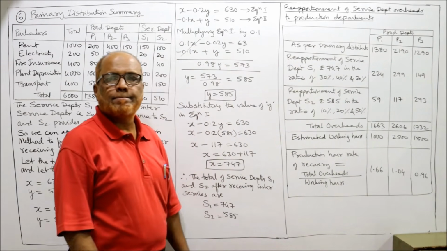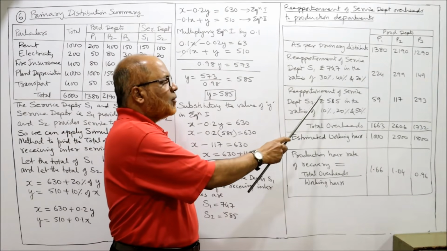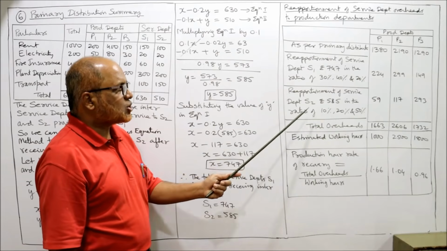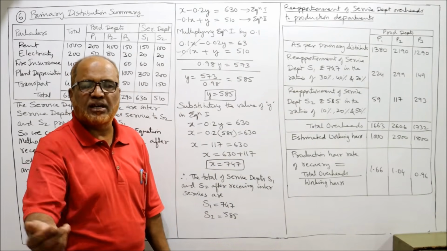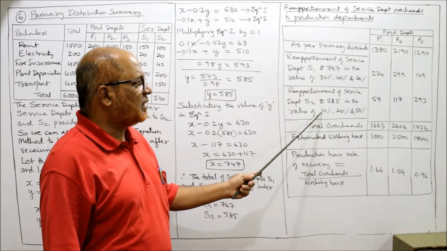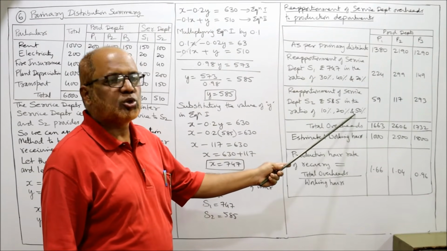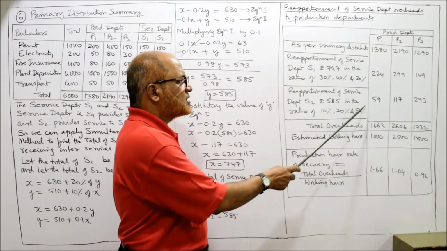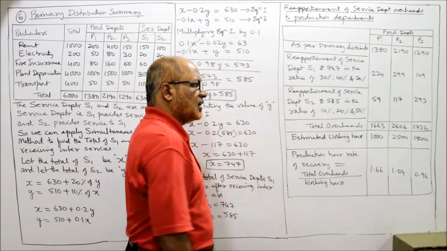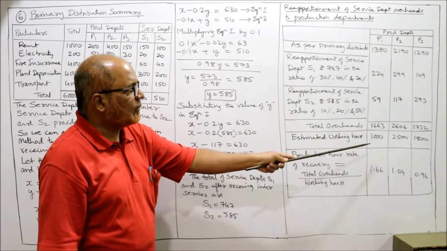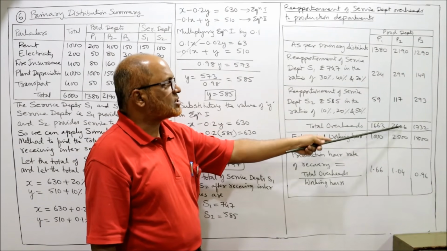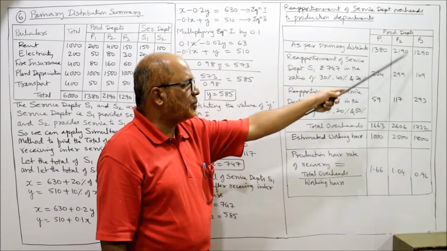That's it. Now reapportionment of service department S2, 585, in the ratio of 10%, 20%, 50%, given in the last line of the problem. S2 is providing 10% to P1, 20% to P2, 50% to P3. So 585 into 10% is 59, 20% is 117, 50% is 293. That's all. Now take the total. The total overheads are 1663 for P1, 2606 for P2 and 1732 for P3.